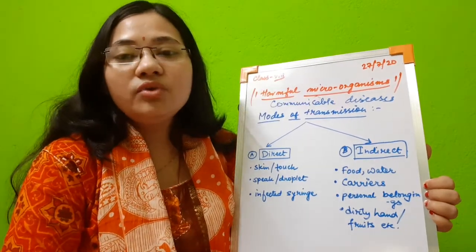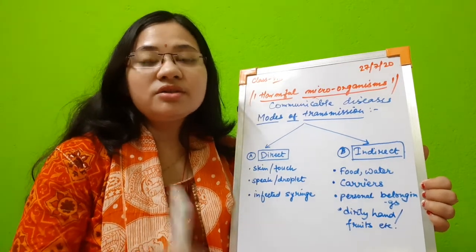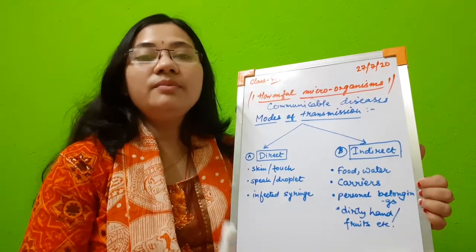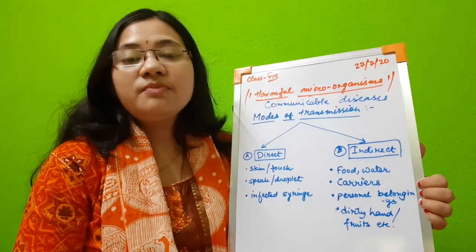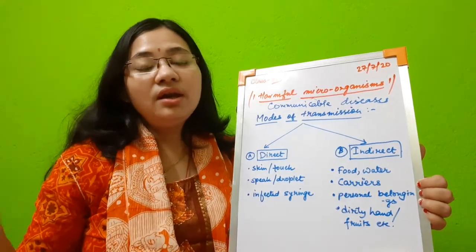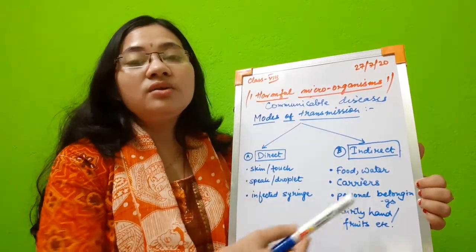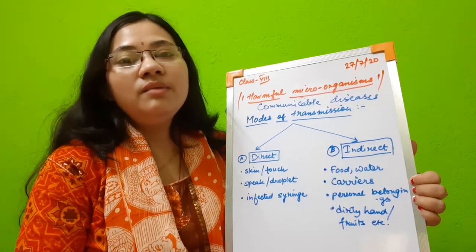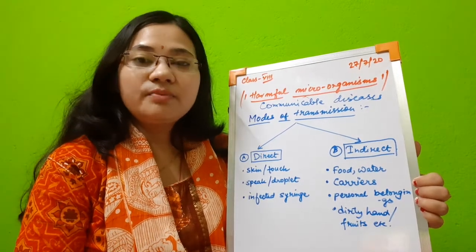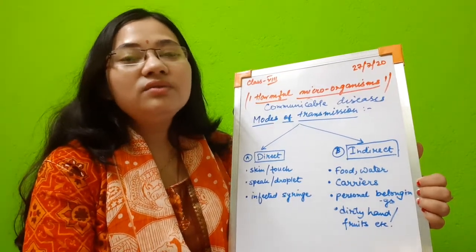Now, carriers. Second mode of indirect transmission. Carriers are those organisms, maybe in the form of insects or small mammals, which can transmit the disease from an infected person to a healthy person. For example, malaria. Suppose a person is suffering from malaria, and if a female Anopheles mosquito bites that person and then bites us, then we can also have the disease. So carriers, like in case of dengue, malaria, chikungunya, etc.